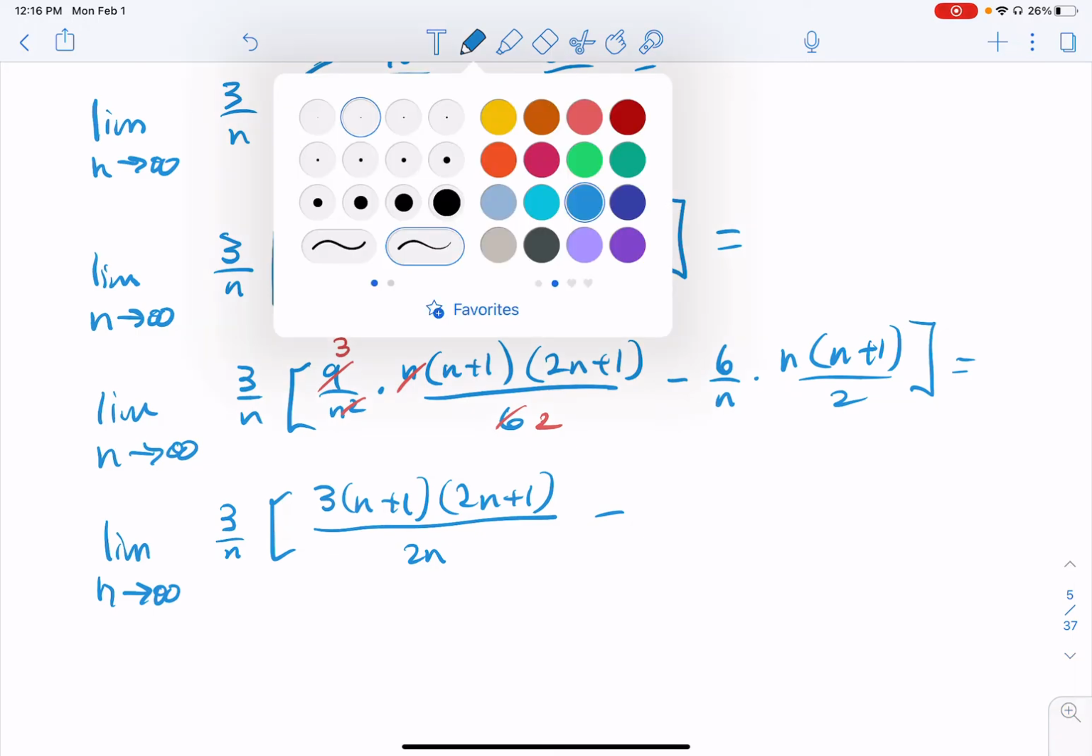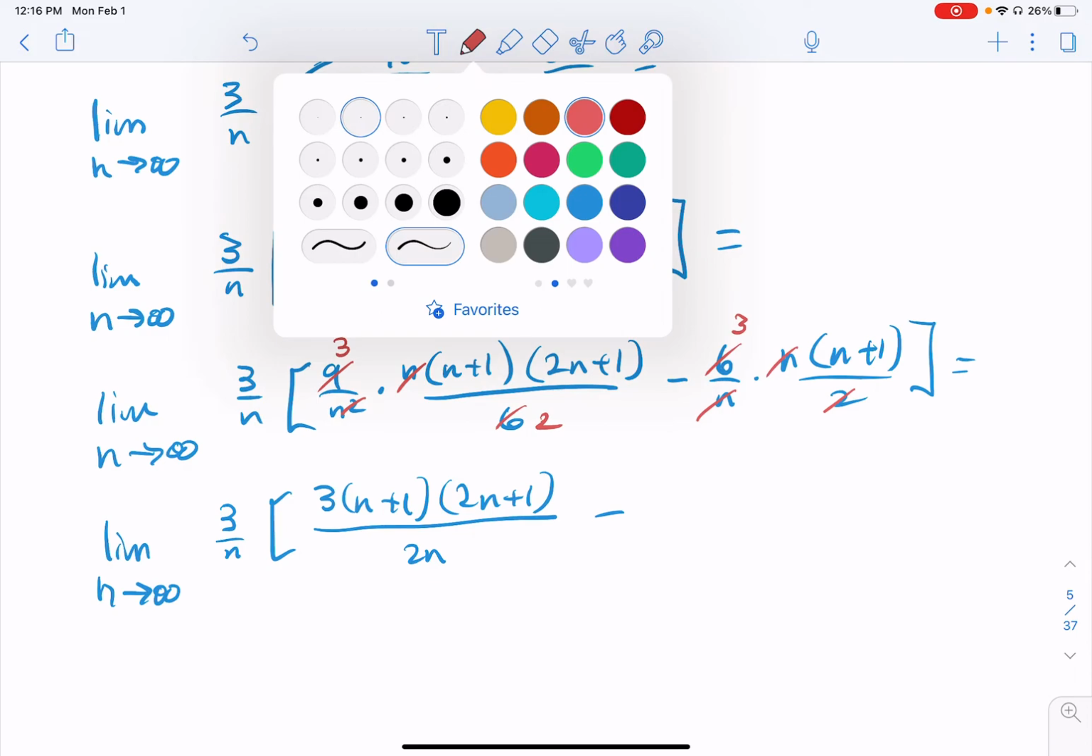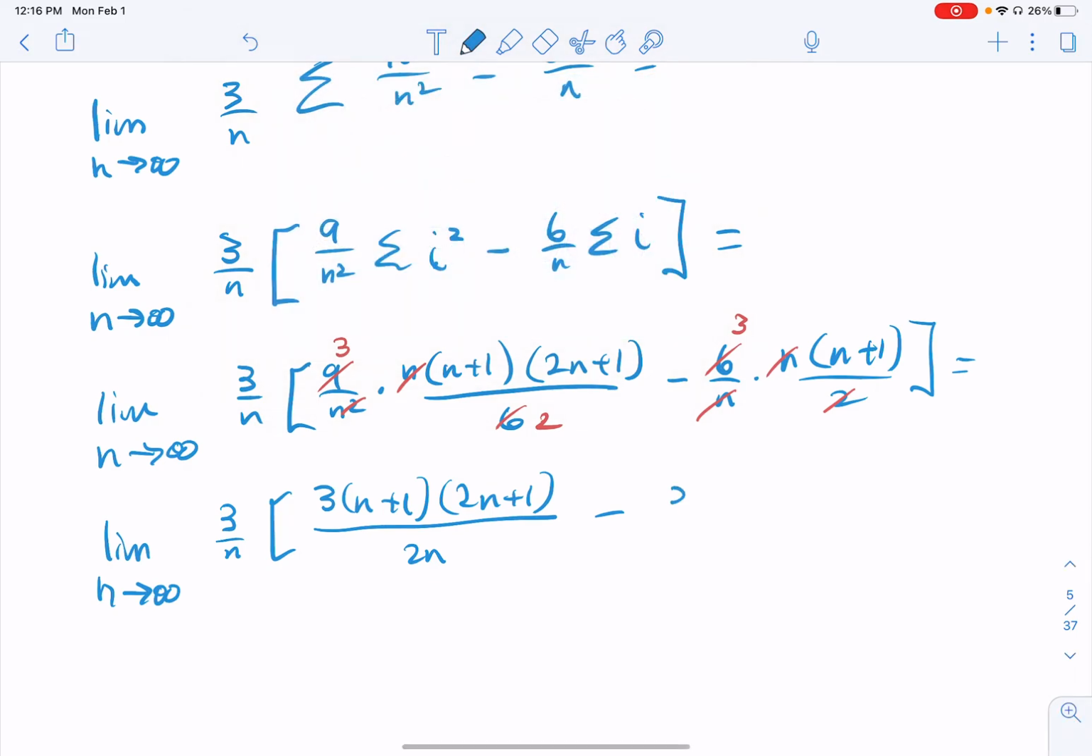Minus, let's cancel out some stuff. Oh, it's so satisfying here. Oh, that gets a 3. And a 3 times n plus 1. You can expand these things out if you want to. Oh, I don't need this bottom because everything canceled out. Now distribute your 3 over n to both of these terms.